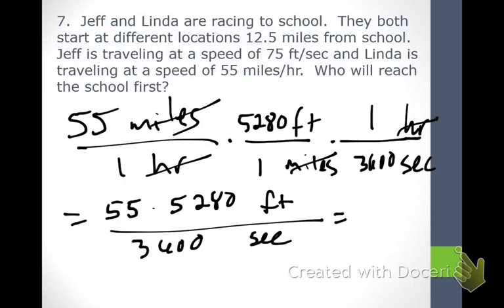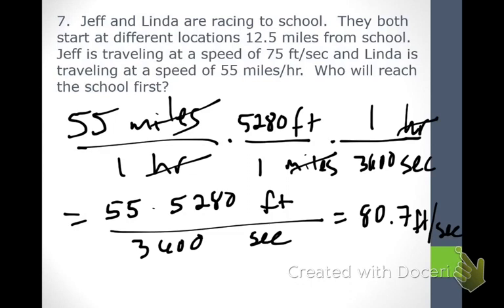Anybody? What is it? 80.7 feet per second. Now for the other 3 classes that are watching these notes, we obviously converted feet per second to miles per hour, so don't freak out when this is a little bit different. Okay? Now the 80.7 feet per second is how fast Linda is going.